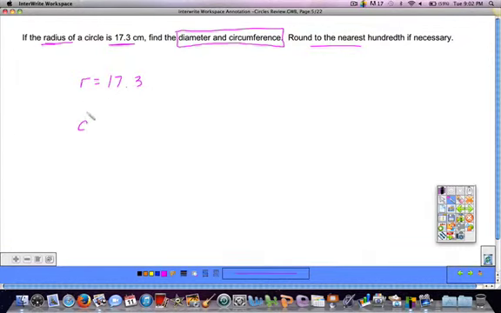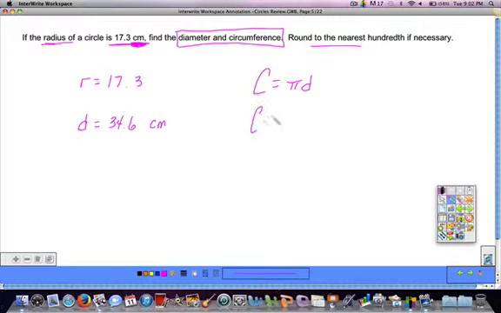So if R is 17.3, next thing it says to find is diameter. How do you find diameter? Well, diameter is 2 times the radius, so if I do 17.3 times 2 in my handy-dandy calculator, I should end up with 34.6. Let's get those units in there, centimeters. Okay, circumference, again, is pi d. Haven't changed anything on you yet.